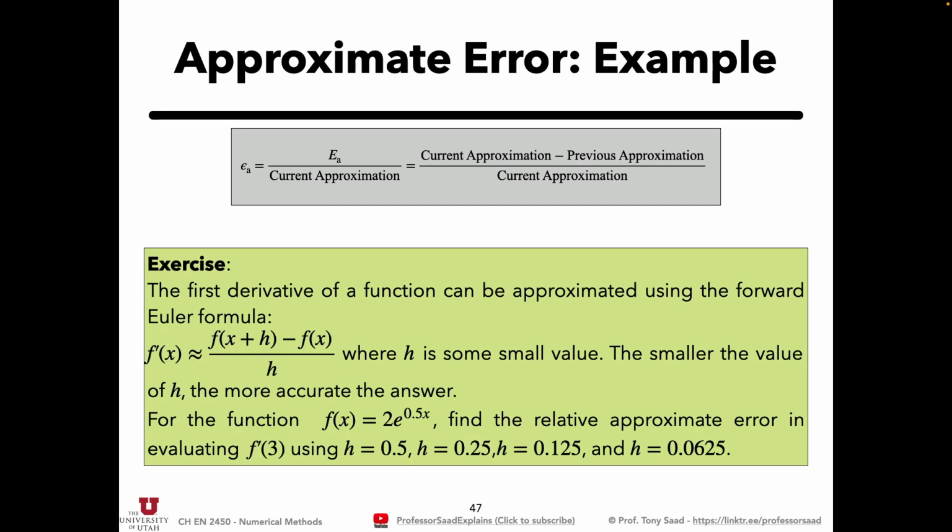So we're going to take the same example. We're going to evaluate it for f of x equal to e to the 0.5x. And we want to find the relative approximate error in evaluating f prime at 3 using h equals 0.5, 0.25, 0.125, and 0.0625. In the absence of a true value, you are looking for a better approximation compared to a worse approximation. So how do you assess this from here?